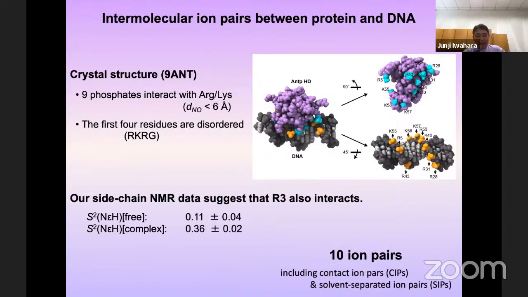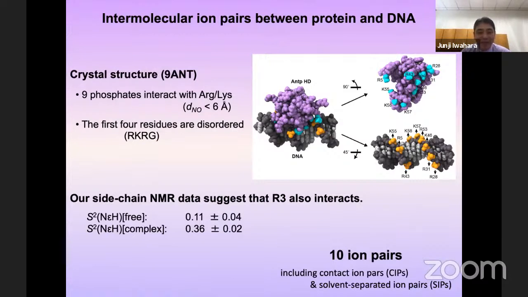And for this kind of argument, people used the number of intermolecular ion pairs between protein and DNA. But as I mentioned, it's not really a great way. But anyway, let me do the same kind of evaluation here.